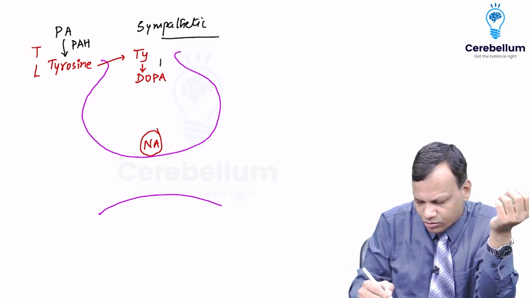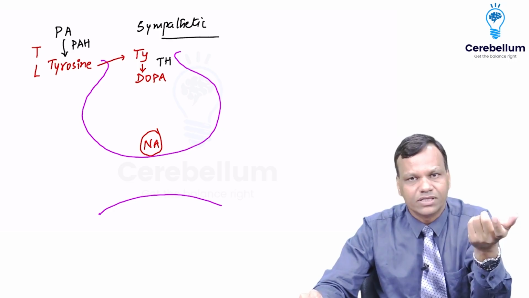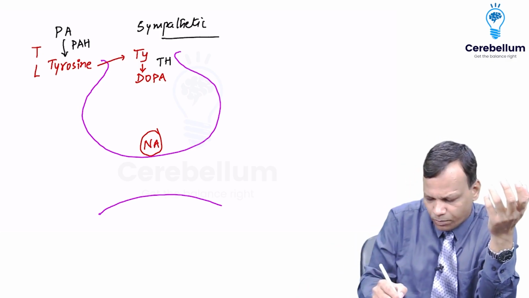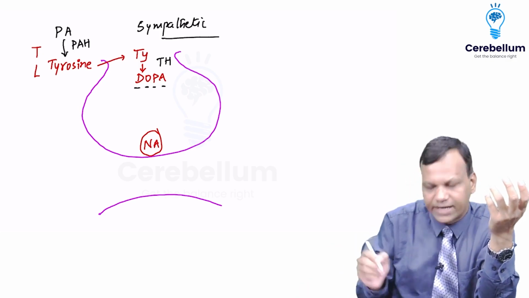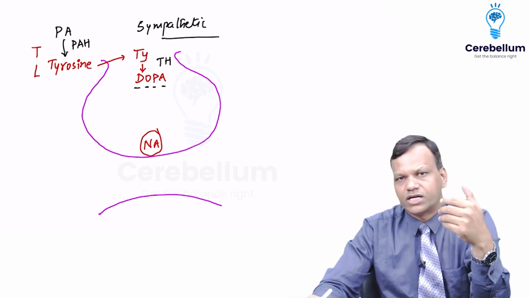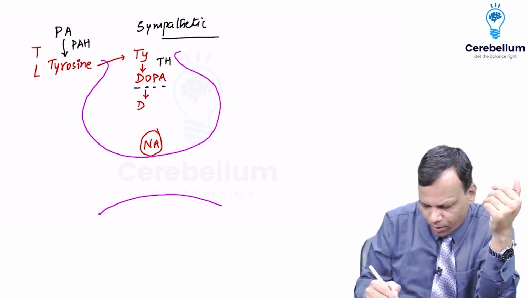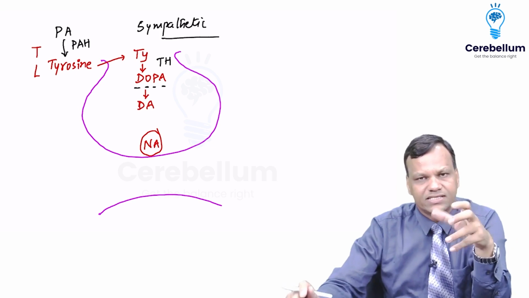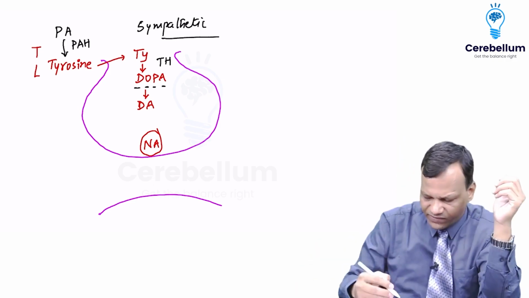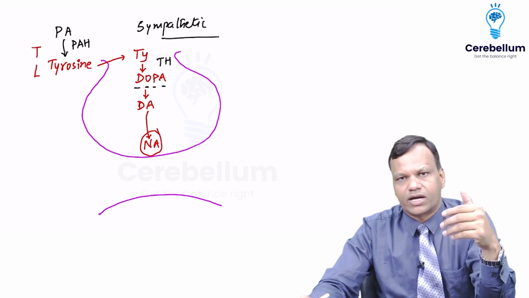Okay. Now tyrosine is converted to dopa. The enzyme is tyrosine hydroxylase. That means it is hydroxylated again, so it becomes dihydroxyphenylalanine. So the full form of dopa is dihydroxyphenylalanine. Okay. So tyrosine comes from outside and is converted to dopa. Now this dopa is converted to dopamine. Dopamine I write as DA, but it is dopamine. Now this dopamine will quickly go inside the vesicle and is converted to noradrenaline.